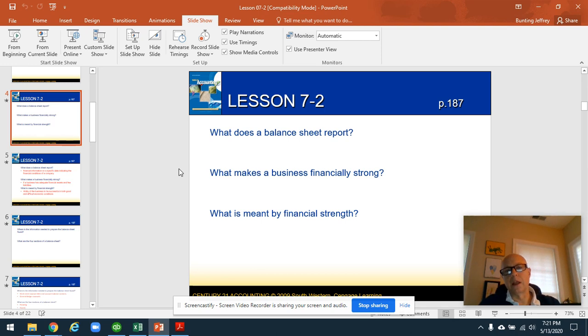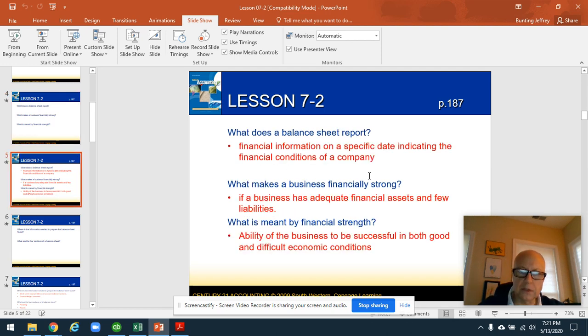All right, so what is a balance sheet report? What makes a business financially strong, and what is meant by financial strength? Well, if you read the chapter material, you can answer this, but I've done the work for you again. So a balance sheet reports information on a specific date. Unlike the income statement, the balance sheet is always changing, day to day, minute to minute. You don't have a beginning and an ending date like you do on the income statement.